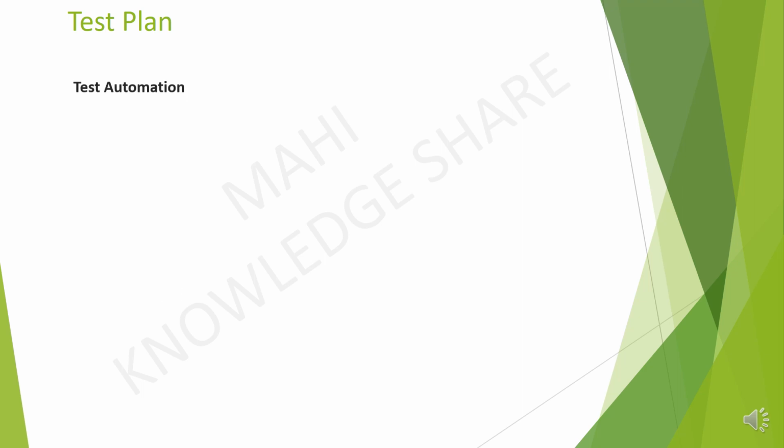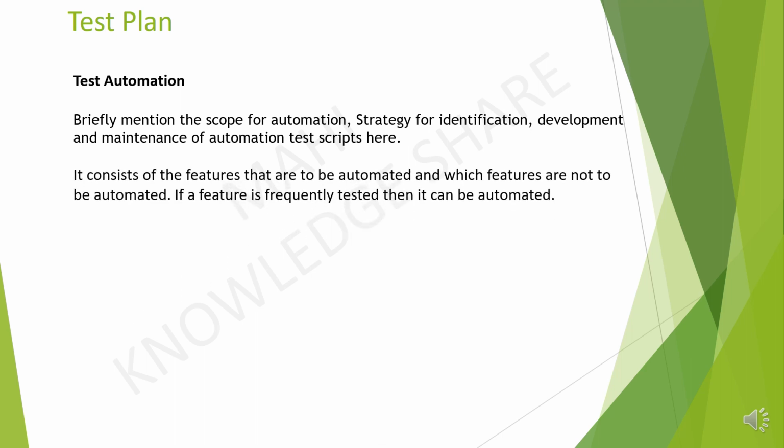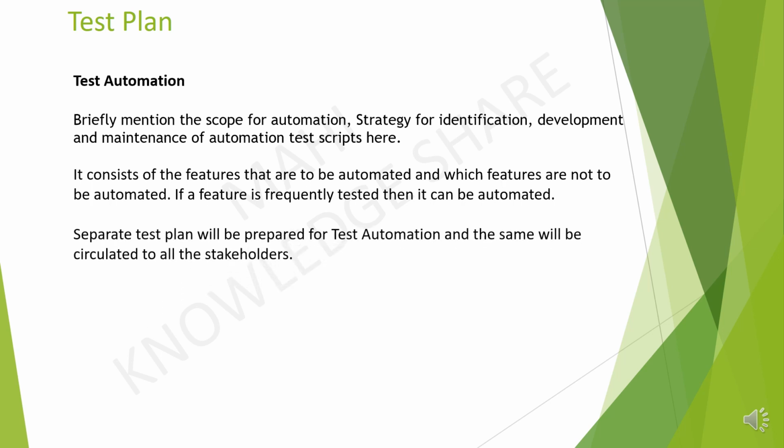Test automation section in test plan document. Briefly mention the scope for automation, strategy for identification, development and maintenance of automation test scripts here. It consists of the features that are to be automated and which features are not to be automated. If a feature is frequently tested, then it can be automated. Separate test plan will be prepared for test automation and the same will be circulated to all the stakeholders.